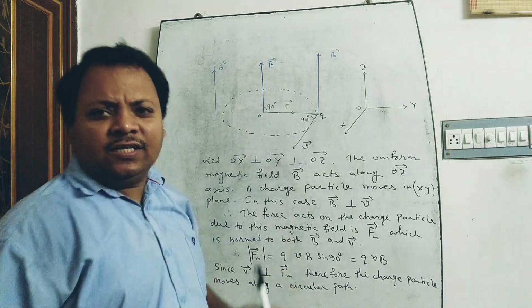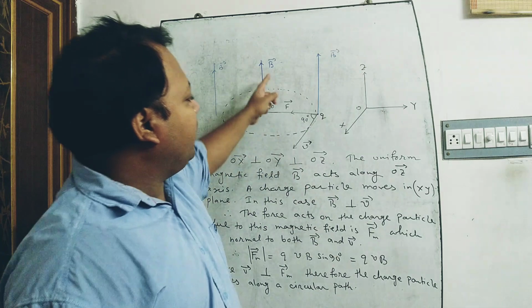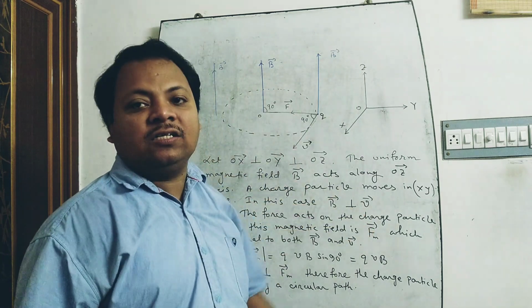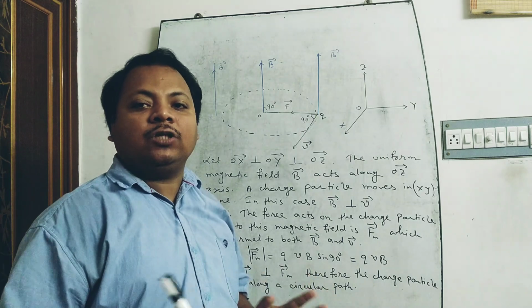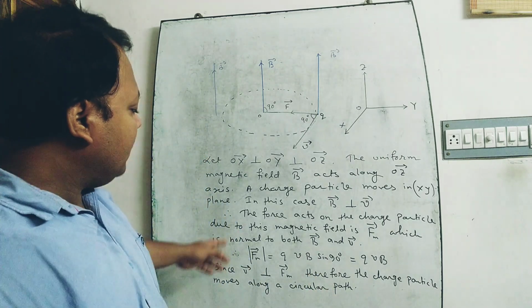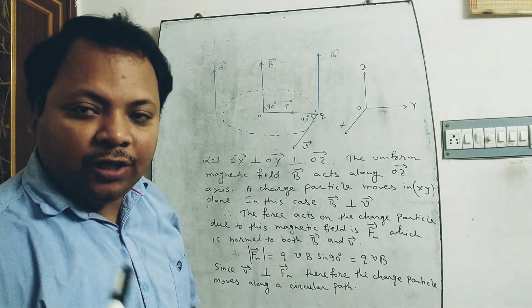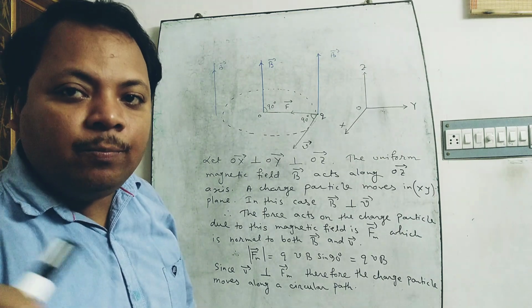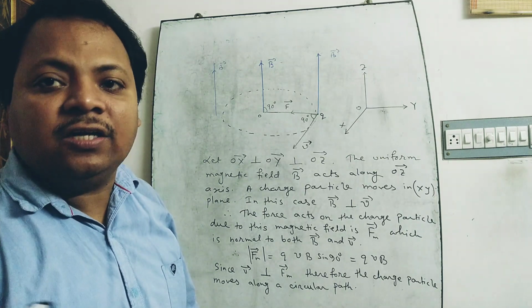See, in this case it is a special case. In this case the B vector and V vector, that is the velocity of the charged particle and the magnetic field, are mutually perpendicular to each other. That's why here the cross product V cross B is equal to only VB. Here sin theta is sin 90 degrees, which is equal to 1.